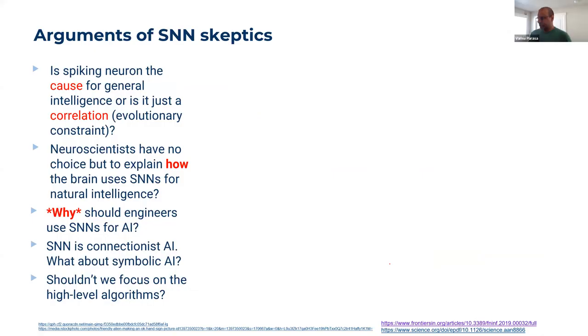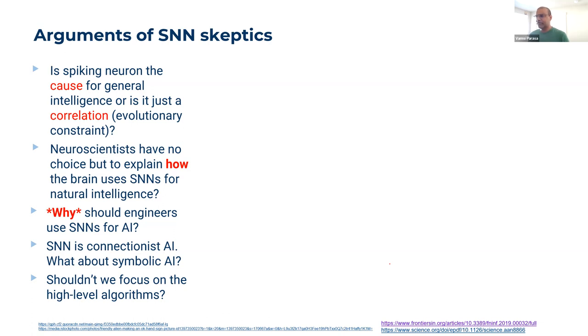So the argument, from the spiking neural network skeptics, is whether spiking neurons are the cause of general intelligence, or just a correlation because of the evolutionary constraint. We animals were born with spiking neurons, and nature had to evolve intelligence using these spiking neurons. That we don't know. Neuroscientists do not have any choice. They have to explain how the brain uses spiking neural networks. Whereas we humans, as engineers, have a choice, and we need to understand the trade-offs of using any particular paradigm, whether artificial neural networks, spiking neural networks or anything else. We need to have some understanding of why we use it.